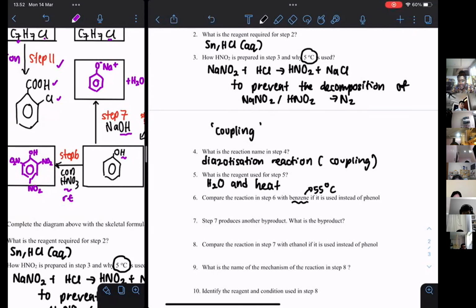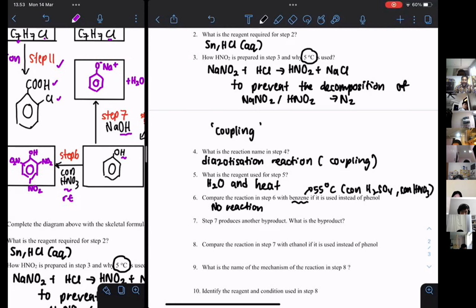Yeah, it will react only if it's concentrated, good, but they already mentioned concentrated HNO3. You need concentrated H2SO4 and concentrated HNO3. We only have one over there. And you need 55 degrees Celsius. So if you don't have that condition, then you can say no reaction. So you can write down no reaction, but it can react with benzene if it's reacted at 55 degrees Celsius, and concentrated H2SO4 and concentrated HNO3 are being used. Yeah. So number 7.